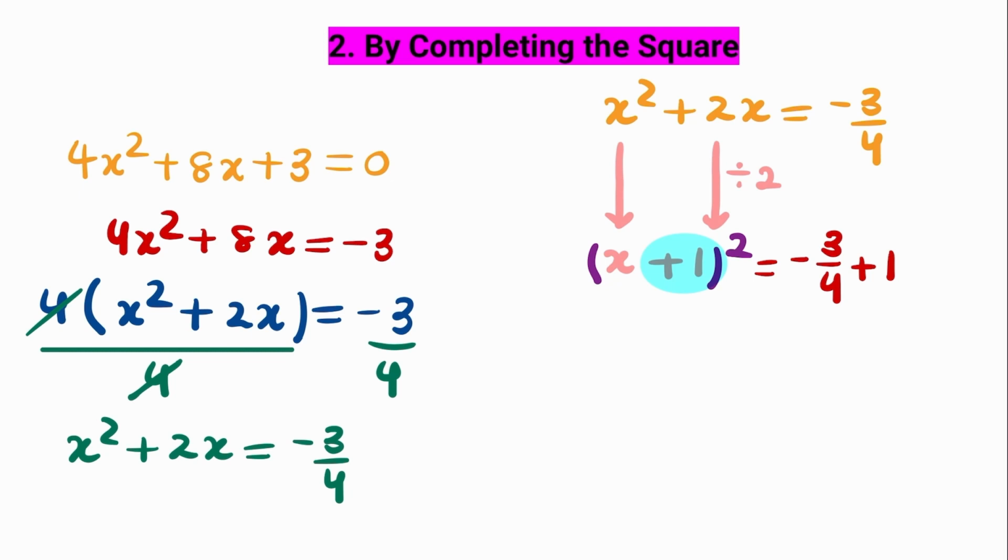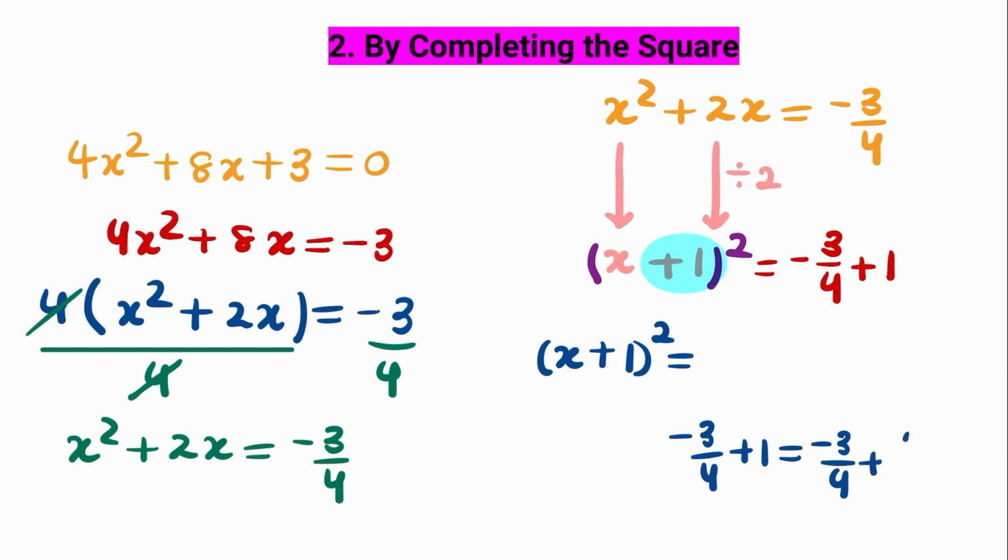Now we can simplify this equation further. x plus 1 squared equal to minus 3 over 4 plus 1. In order to simplify this, we have to get a common denominator, which is 4. Here minus 3 over 4 plus 1 is equal to minus 3 over 4 plus 4 over 4, because 4 divided by 4 is just 1. Then, since we have common denominators, we can add up the numerators. Minus 3 plus 4 is 1, and the denominator is 4. Minus 3 over 4 plus 1 is equal to 1 over 4.